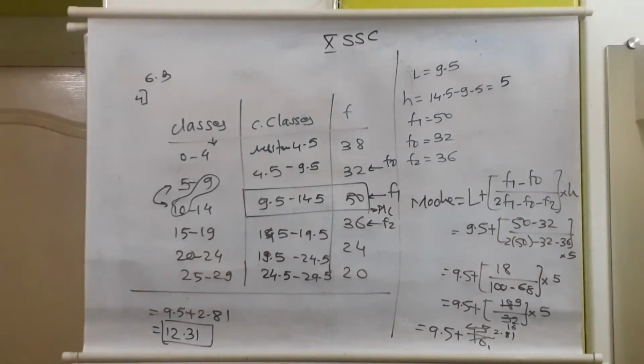So we completed here exercise 6.3, 4 sums based on mode. In the next video we'll continue with page number 150.